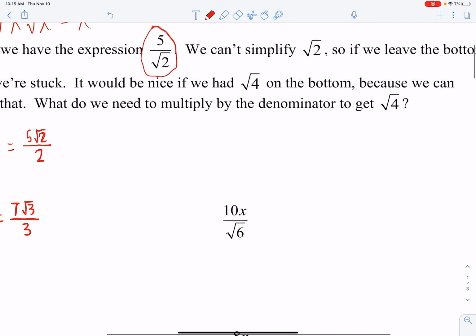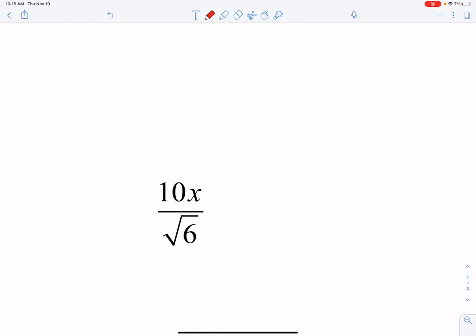Looking at our next one, same sort of thing, 10x divided by the square root of 6. Here, the one we're trying to get rid of on the bottom is the square root of 6, so we multiply by the square root of 6 on the top and the bottom. Whatever square root you're trying to get rid of, that's what you multiply by the top and bottom of the fraction. So here on the top part, we would have 10x square root of 6. On the bottom part, the square root of 6 times the square root of 6 is 6.